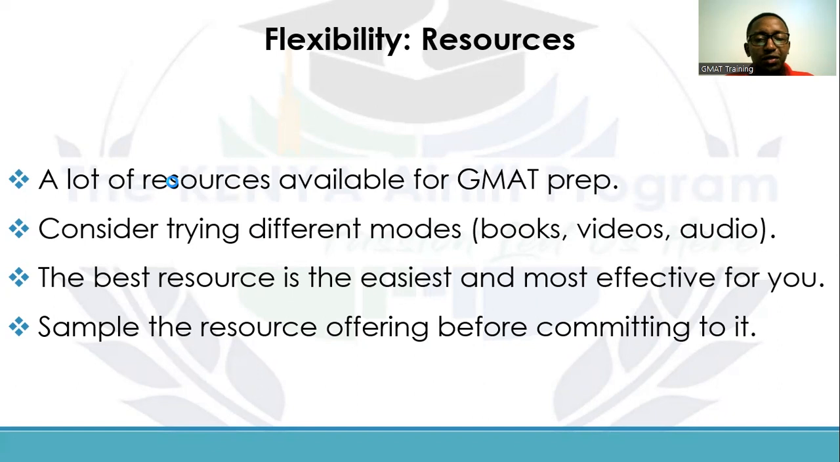There are different types of resources. You have books, you have videos, that is YouTube videos, and you have audio resources. So what's the best resource for you? You may find that studying one section using books is better, and then for another section, videos are better for you. So you have to try out all these different modes of resources for each GMAT section and find out which one works best for you. You have to try it out first and then settle on it. The best resource is the easiest and most effective for you.